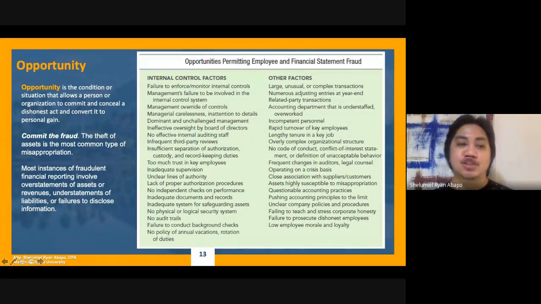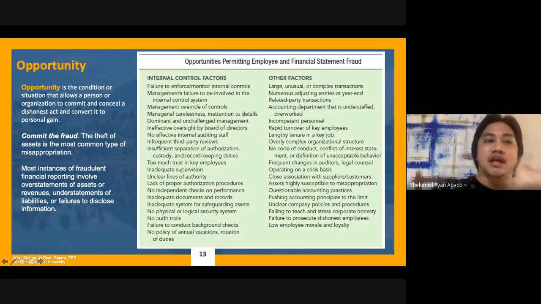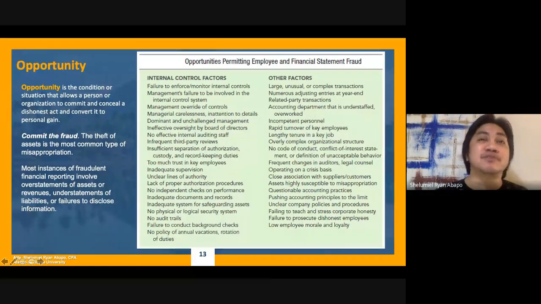Opportunity is the condition or situation that allows a person or organization to commit and conceal a dishonest act and convert it to personal gain. If you notice, pag opportunity siya, kahit pa there's a need, if the opportunity is not available, you cannot perpetuate a fraud. Right? So kailangan siya hand in hand. Because the opportunity allows the employee or a member of the organization to do something that he has already planned, necessitated by the pressure. The pressure is the one pushing him, but making it possible is actually the opportunity.